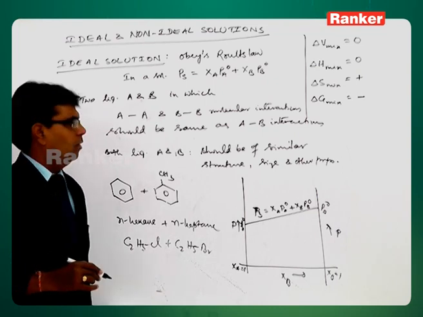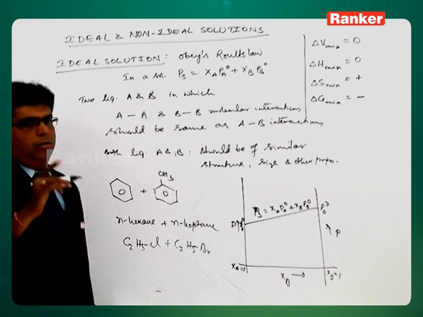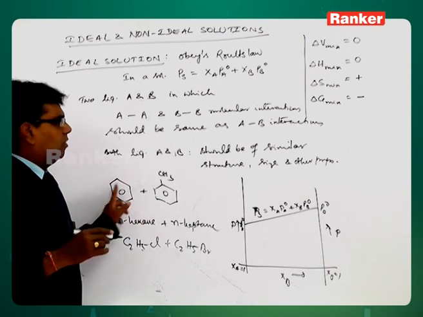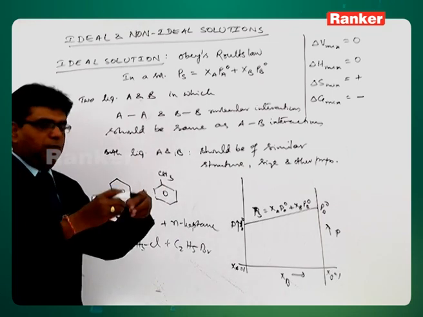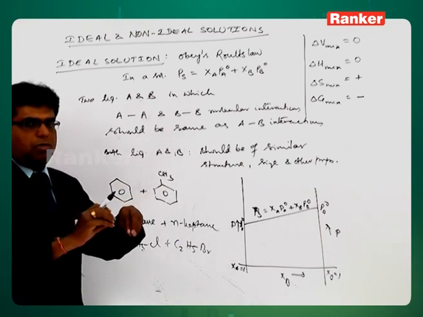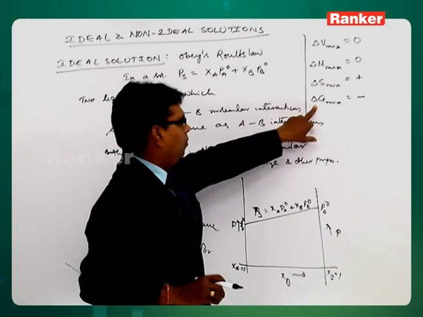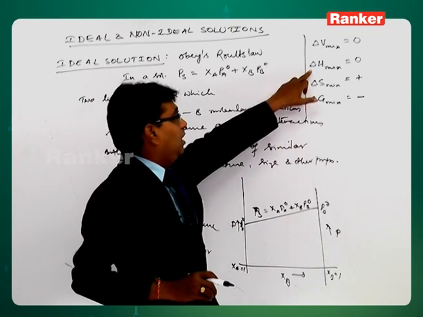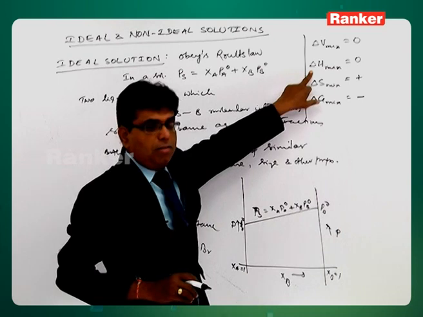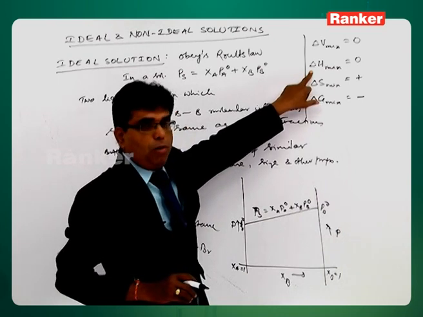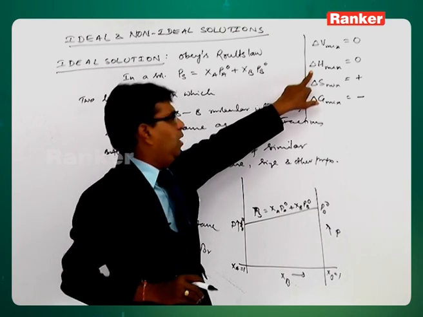Thermodynamically, the formation of an ideal solution, because both the liquids have the same tendencies, similar properties, the mixing of two such liquids to form a solution obviously will be spontaneous. Delta G mixing will be negative, delta S mixing will be positive. Delta H mixing, what does it mean? Enthalpy of mixing is 0. That means when you are mixing two liquids A and B, neither heat is evolved nor heat is absorbed.